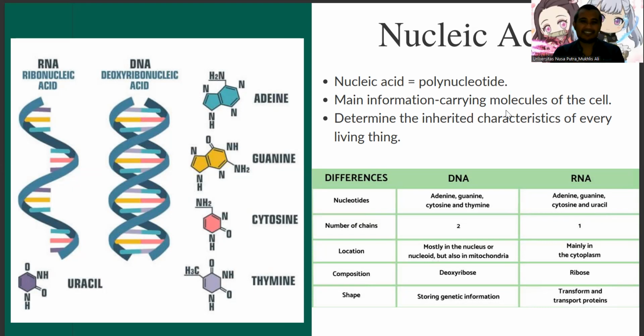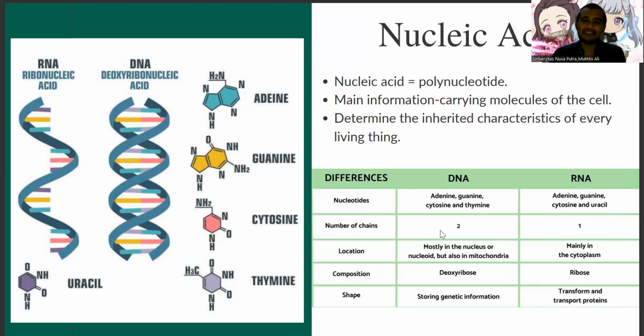Nucleic acid, based on its structure, we can classify into two types. The first one is DNA, deoxyribonucleic acid, and the second one is RNA, ribonucleic acid. Deoxyribonucleic acid is a couple of nucleic acid chains. The RNA is a single chain of nucleic acid.